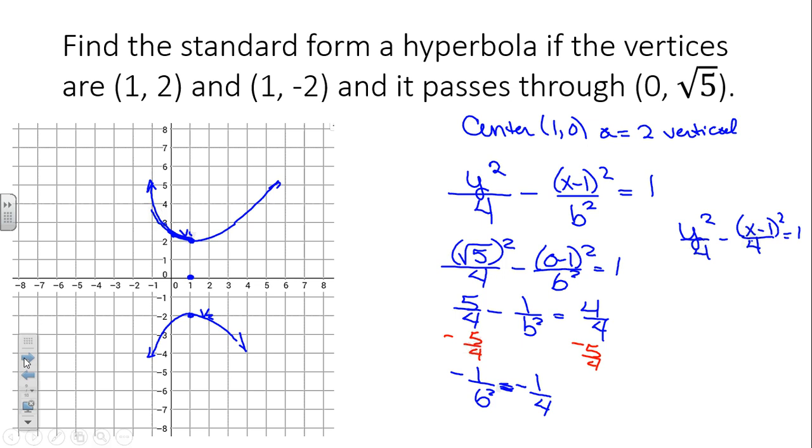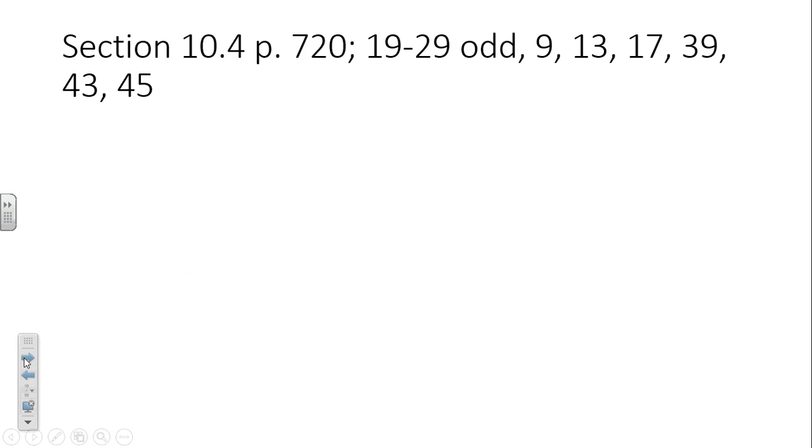Assignment. It's out of order, and that's okay. I did this intentionally. So start with 19 through 29 odd. It'll start you with some easier problems. And then go back and do 9, 13, and 17, because they're a little more tough. And then hit 39, 43, 45.